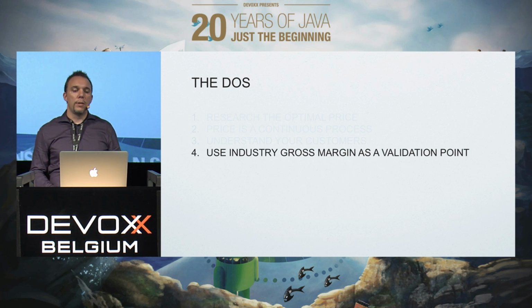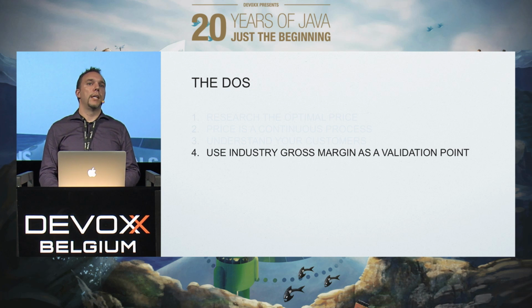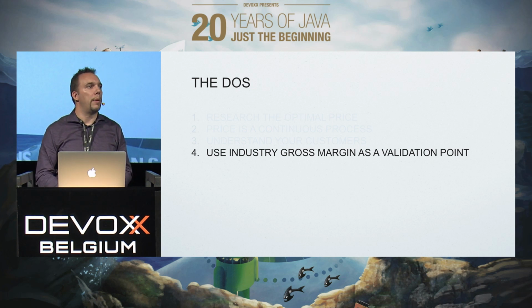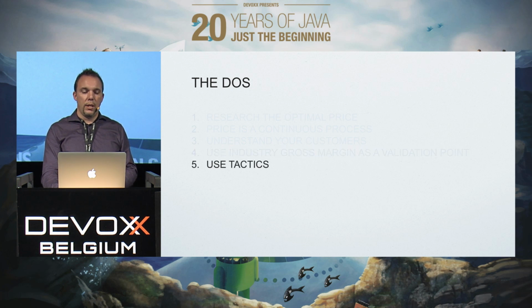I would always look at industry gross margins as a reference point, as a benchmarking point. Like I said, if the gross margin of your SaaS business is 25%, you're probably doing something wrong, because all the others have a gross margin between 60 and 80%. Maybe you're leaving too much money on the table. Maybe your costs are too high. But there's something wrong. Use these industry gross margin benchmarks.